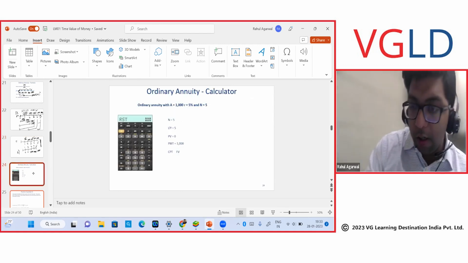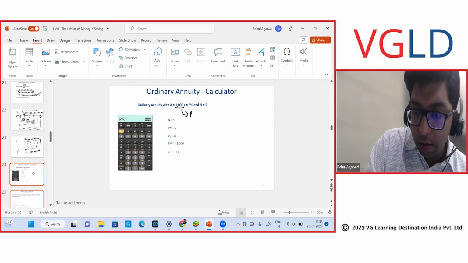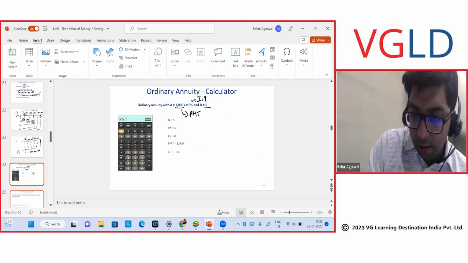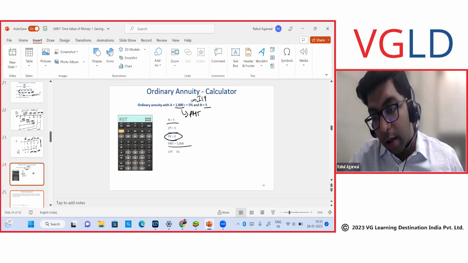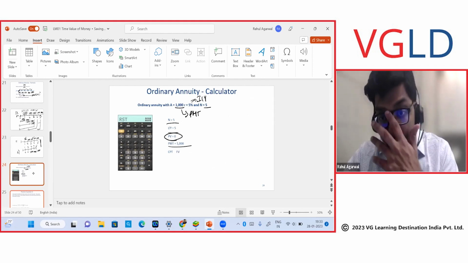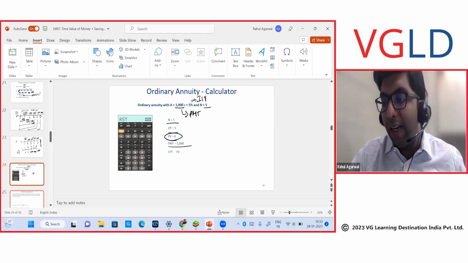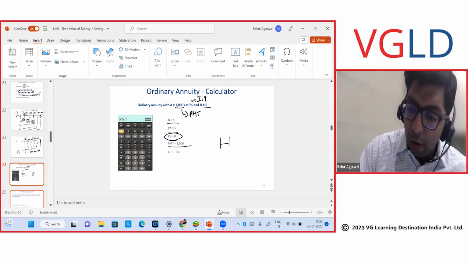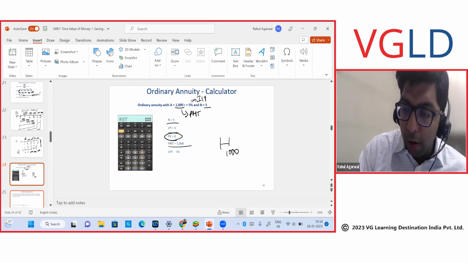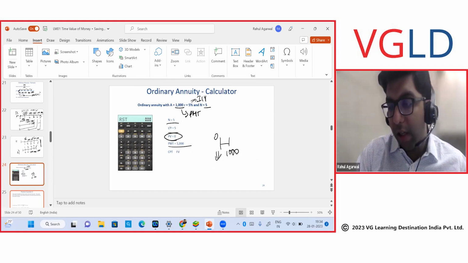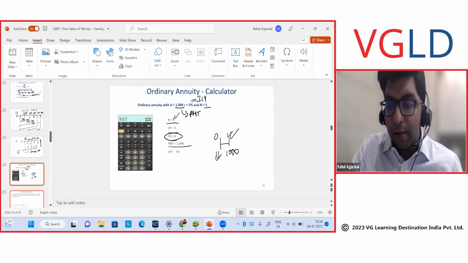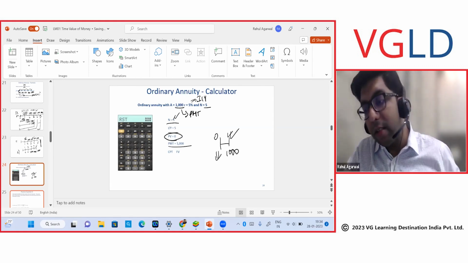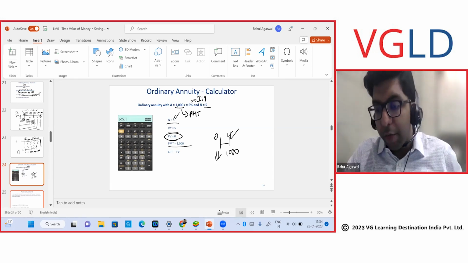See this? Ordinary annuity, PMT is 1,000. N, I/Y, PMT, PV 0. They are saying to compute the future value. Suppose you are investing money. You are doing an SIP. At the end of every year, you are investing 1,000. Today, you are not giving anything. This money you are giving at the end of every month, suppose, and you're doing this for 5 months. So what is the value of this after 5 months? That is the future value.